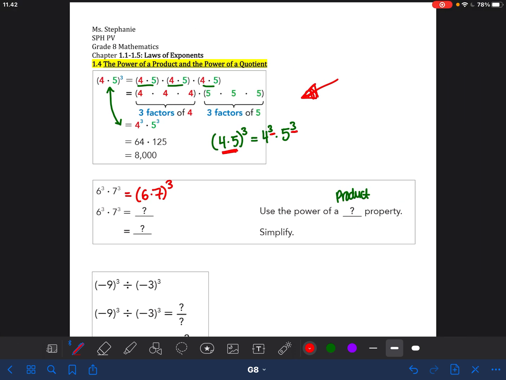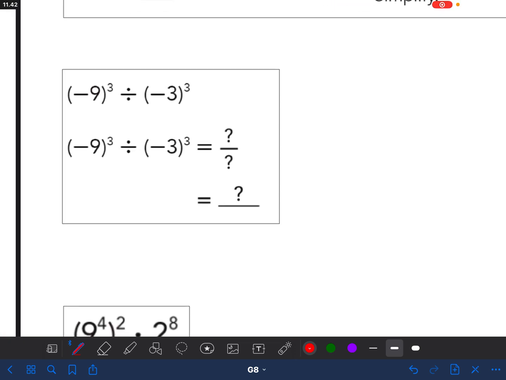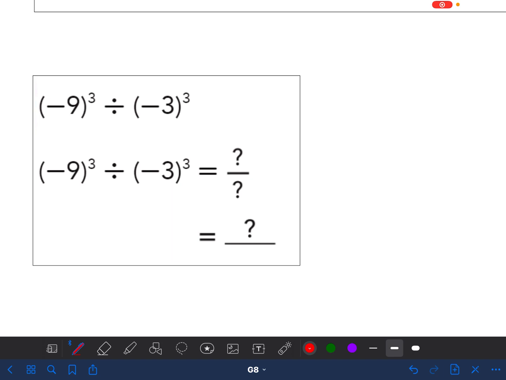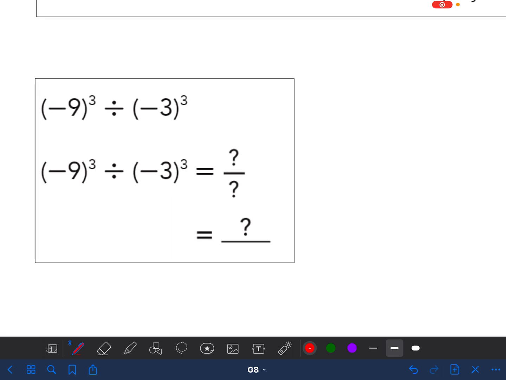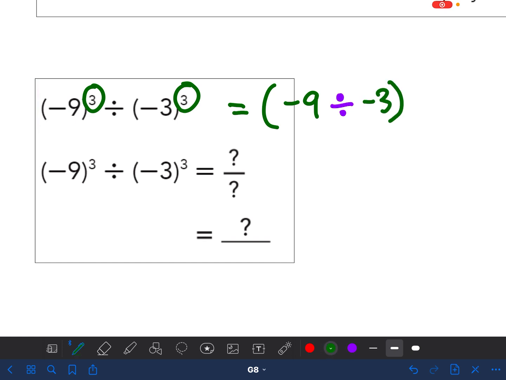Easy. Okay, so what happens if we were dividing? Again, in this case, they have the same exponents, and it happens to be 3 again. I did not mean that to happen. But what you're going to do is gather up the bases. This one, they're dividing, and that's okay. You can still do that with them, and then raise it to the power of 3, their common exponent.